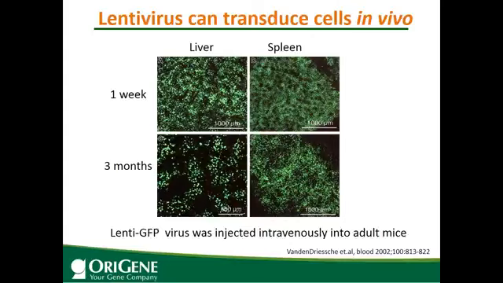And this is the in vivo transduction data. So lenti-GFP virus was injected intravenously into adult mice via blood vessels. And 1 week later, in both liver and spleen, you see very nice GFP expression. And even 3 months later, you still see very nice GFP, showing that lentivirus has been stably integrated into the host genome. So this data shows that lentivirus can be used in vivo in animal models.